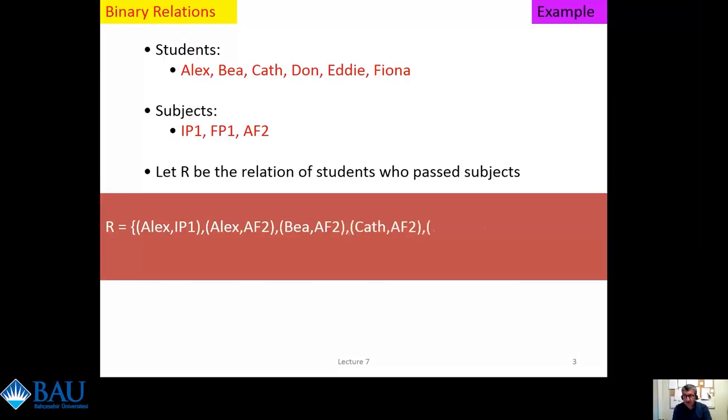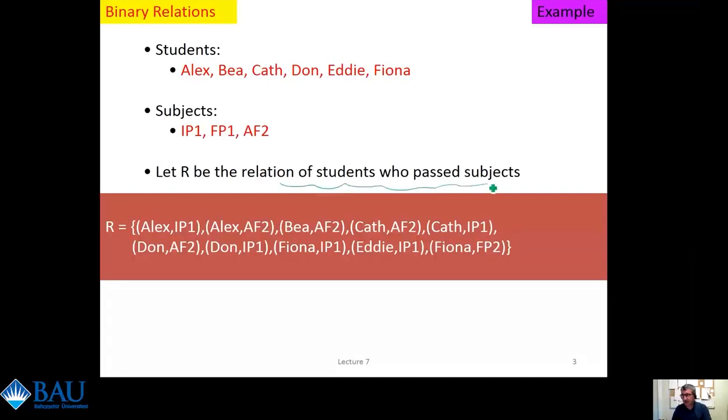R is a set which shows that Alex takes IP1. This relation means the student takes the course or passes that course. Alex IP1, Alex AF2, B AF2, Cat AF2, Cat IP1, Donna AF2, Donna IP1, Fiona IP1, Eddie IP1, Fiona FP1.